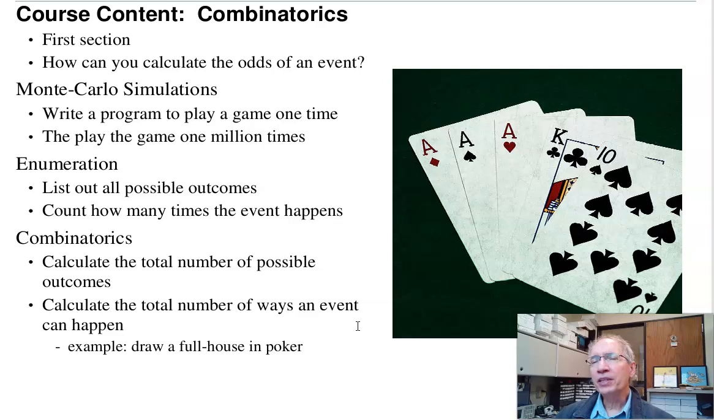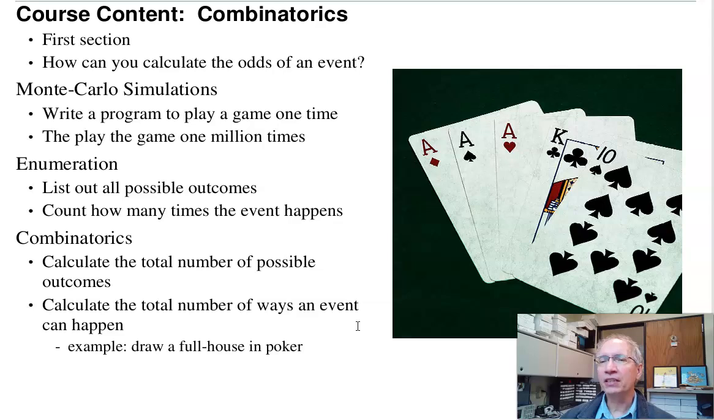Now, the problem with enumeration is you have to go through every possibility. Sometimes that's practical. If I want to roll 2 6-sided dice, there's only 12 possibilities. I can do that. If I look at some hands like bridge, where I deal out 13 cards from a deck, there's just too many to list out. In that case, I can use combinatorics.